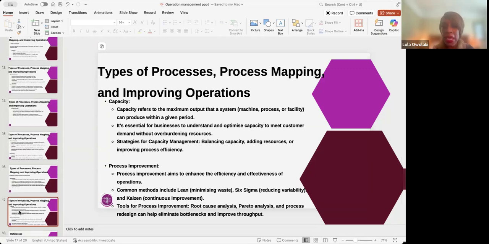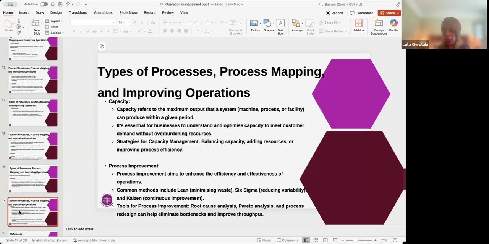Another thing that's also important, in types of processes, process mapping and improving operations, is capacity. Capacity refers to the maximum output that a system, such as a machine, a process, or a facility, can produce within a given period. There is one key theme running through all that we're discussing today, and that key theme is review. Everything needs review. It's essential for businesses to understand and optimize their capacity, because when you optimize capacity, the more money you can make and the more customer demand you can satisfy without overburdening resources.